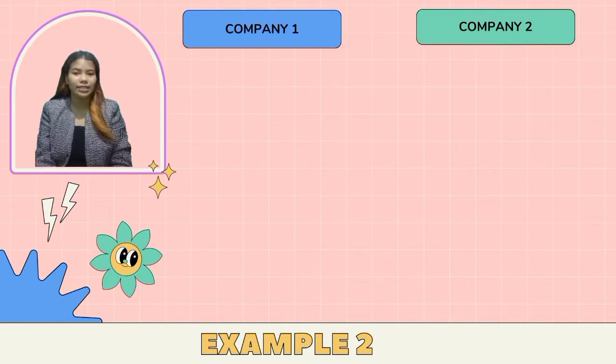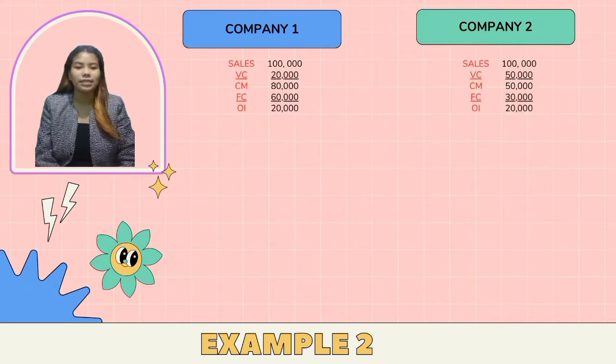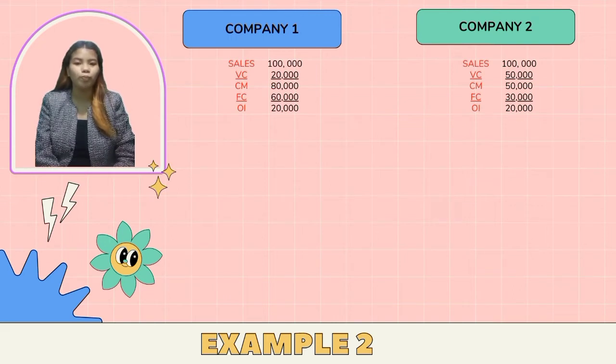Let's move on to our next example. In this one, we will be showing two companies that have different cost structures. For company number 1, sales is 100,000, variable cost is 20,000, contribution margin is 80,000, fixed cost is 60,000, and the operating income is 20,000. For company number 2, sales is 100,000, variable cost is 50,000, contribution margin is 50,000, fixed cost is 30,000, and operating income is 20,000.